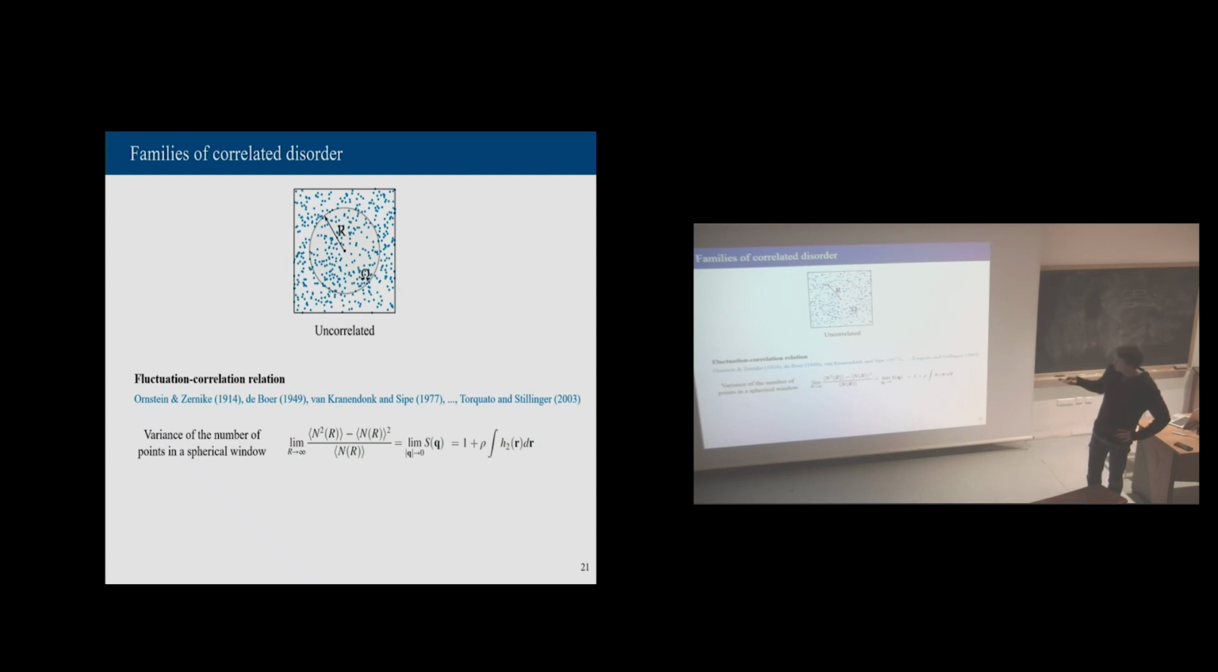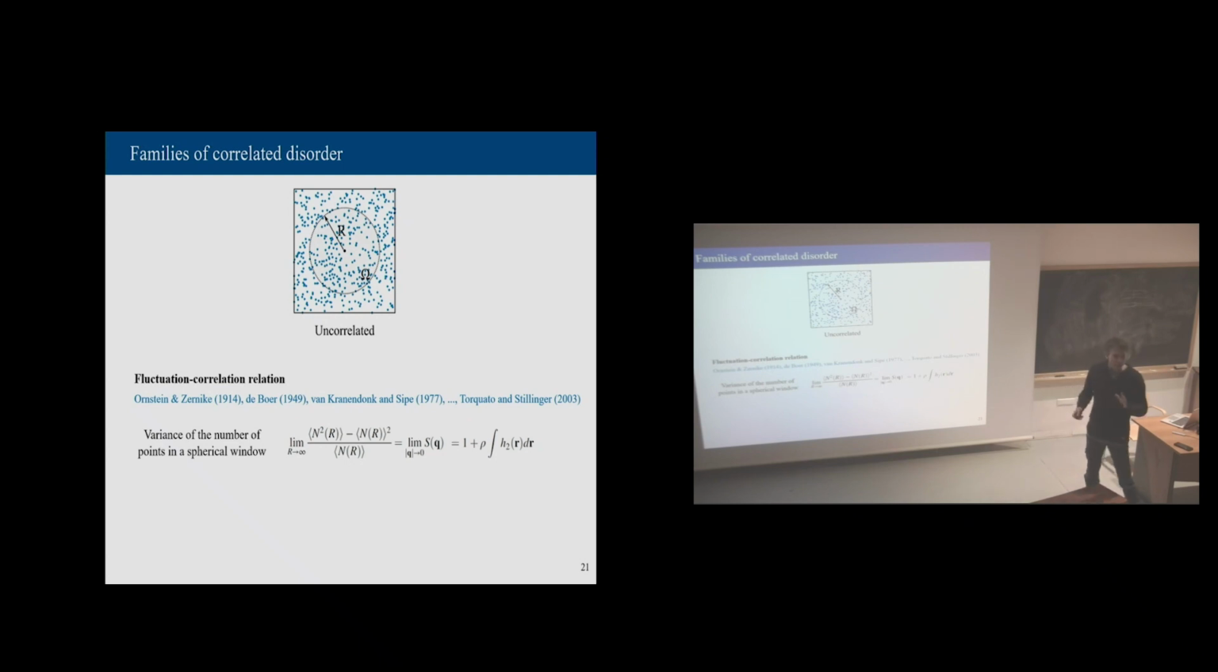And essentially, that means that the fluctuation in the number of points that you have in a window, in a limit where the size of this spherical window is going to infinity, is equal to the limit of the structure factor when Q, the wave number, goes to 0. So by looking at the structure factor close to Q equal to 0, you get some information on the fluctuations in the number of points. And this relation also gives you something directly related to the total correlation function H2 with this integral.